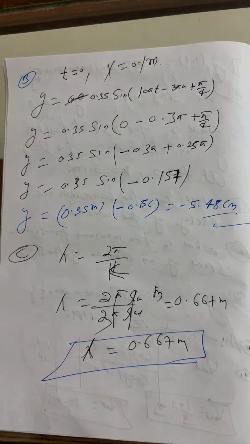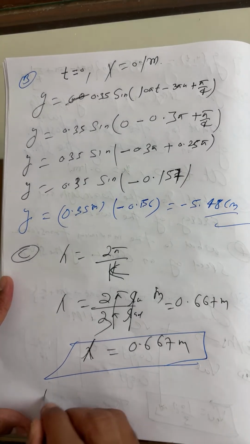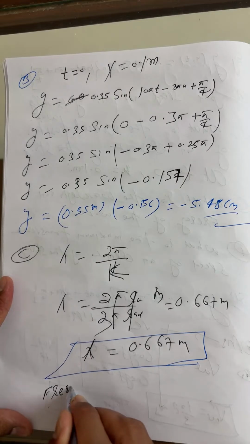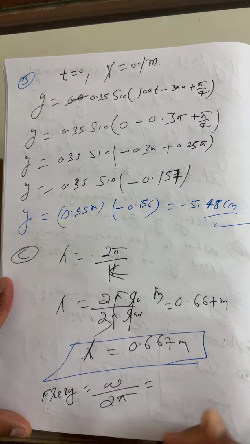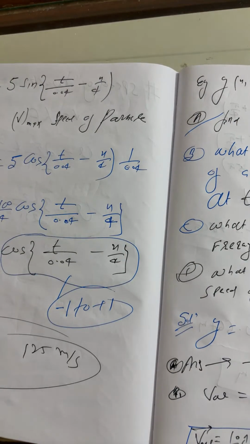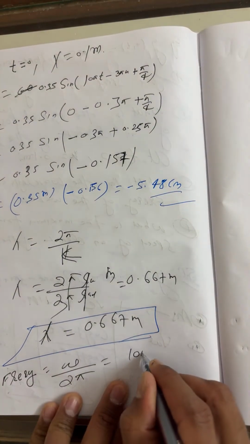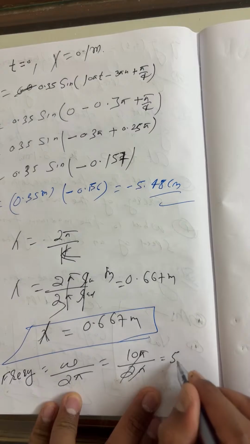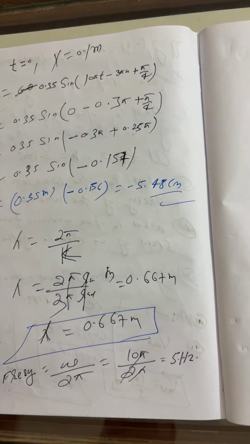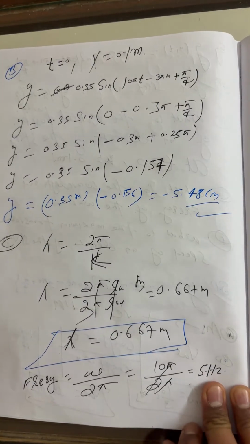Okay, fine. Also in part C we have to find the frequency. Frequency is ω upon 2π. What is ω as given in the question? ω is 10π. So ω upon 2π is 10π upon 2π, which cancels, so frequency is equal to 5 hertz.